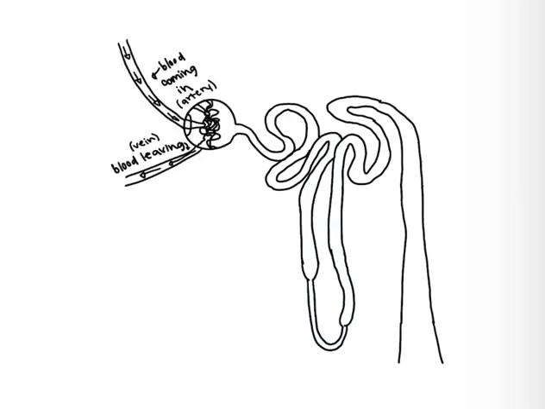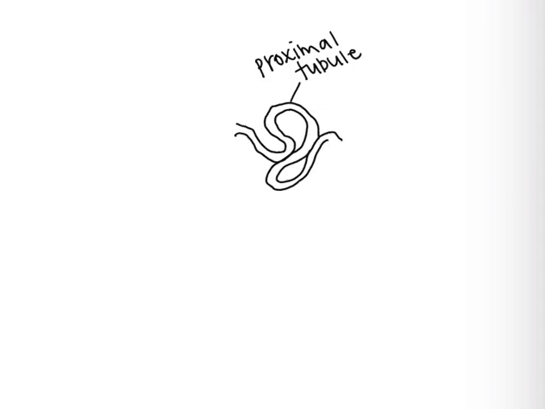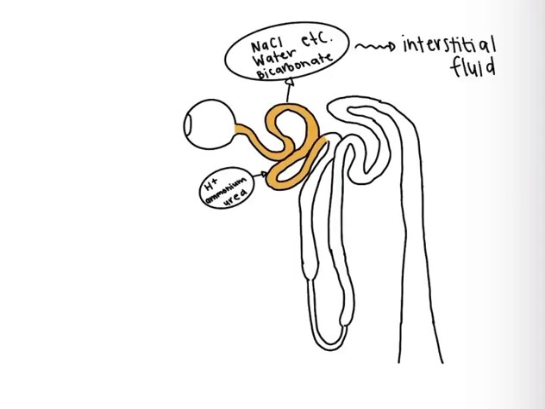So the proteins and blood cells will leave through this vein here, and everything else will remain inside of the nephron. So after the glomerulus filters the blood, the substance that is now inside of the nephron is called filtrate. So the filtrate will then head to the proximal tubule. So that is this section right here of the nephron. It is highlighted here in orange.